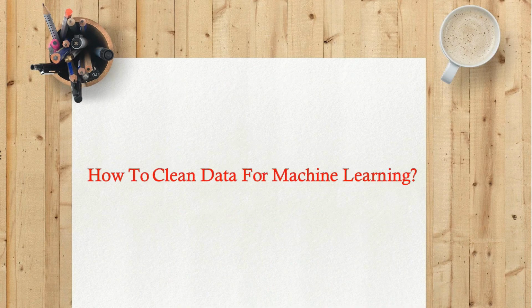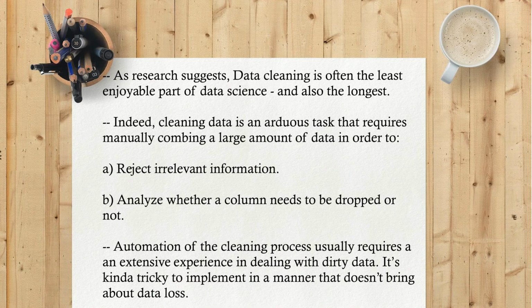How to clean data for machine learning. As research suggests, data cleaning is often the least enjoyable part of data science, and also the longest. Indeed, cleaning data is an arduous task that requires manually combing a large amount of data in order to a. Reject irrelevant information, b. Analyze whether a column needs to be dropped or not. Automation of the cleaning process usually requires extensive experience in dealing with dirty data. It's kind of tricky to implement in a manner that doesn't bring about data loss.